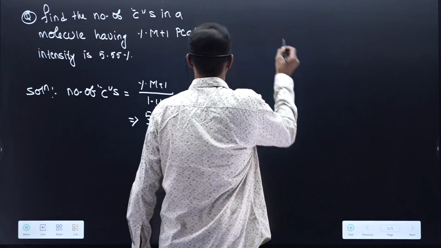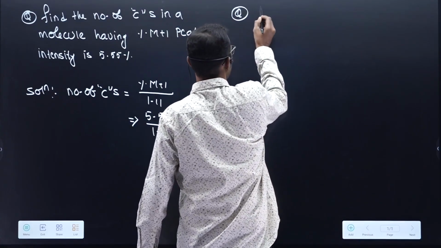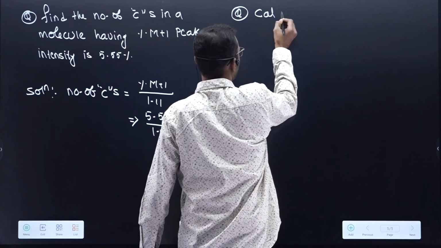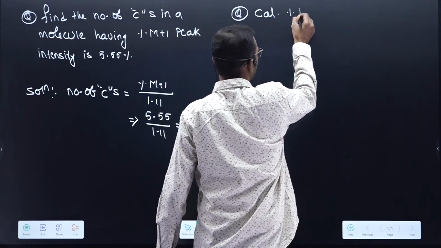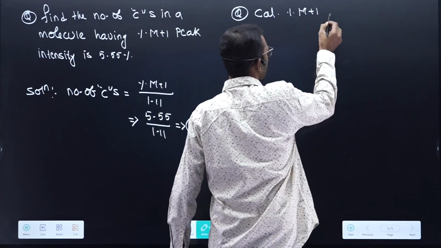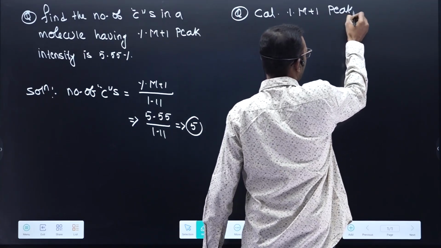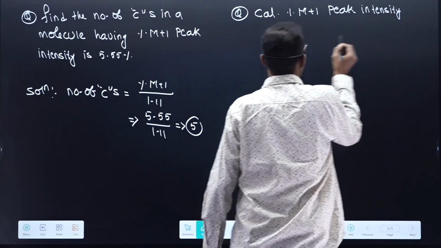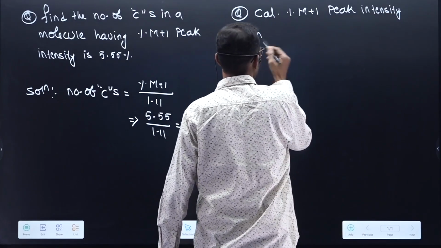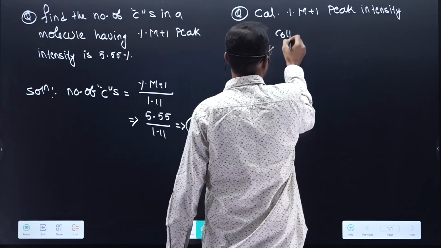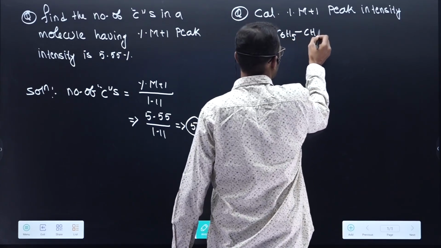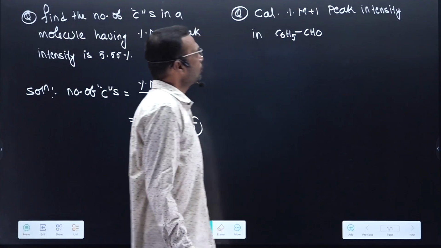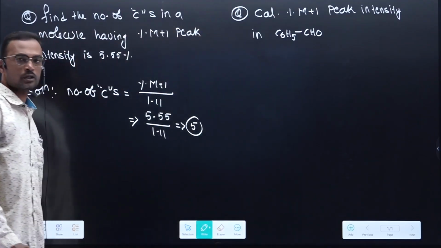Right, next, see, calculate the percentage of M plus 1 peak intensity in benzaldehyde, C6H5CHO. This is benzaldehyde. What is the percentage of M plus 1 peak intensity in benzaldehyde?